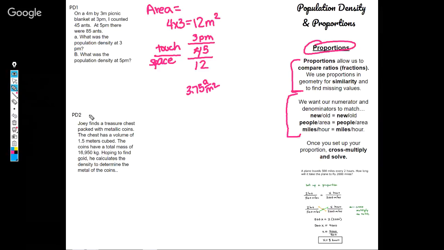So then at 5 p.m., it says, and now I don't know why you still have a blanket out that had 45 ants on it, but nonetheless, at 5 p.m., there were 85 ants. But the size of the picnic blanket didn't change. It's still 12. So then again, we're just going to do 85 divided by 12, and we get 7.08. And that's again, ants per meter.